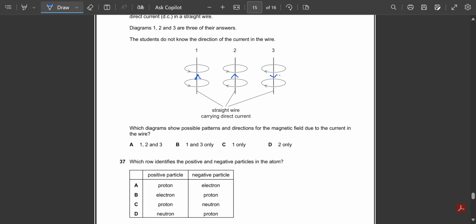The student does not know the direction of the current in the wire. Which diagram shows the possible pattern and direction of the magnetic field due to the current in the wire? Which diagram shows the possible? This is not possible because one ring is going this way, the other ring is going this way, so that's wrong. So it's 1 and 3 which actually show the possible ones.